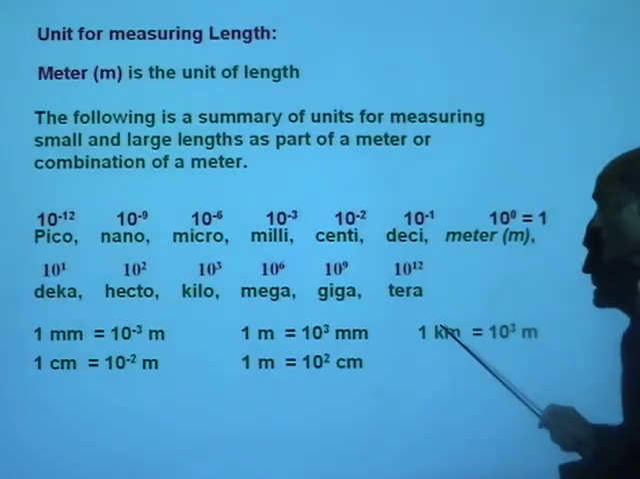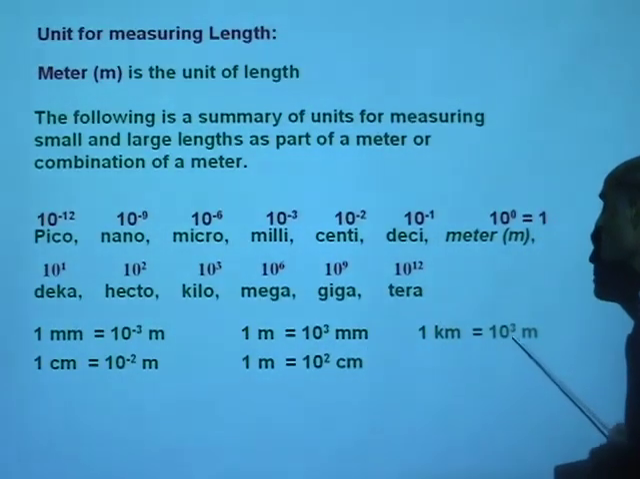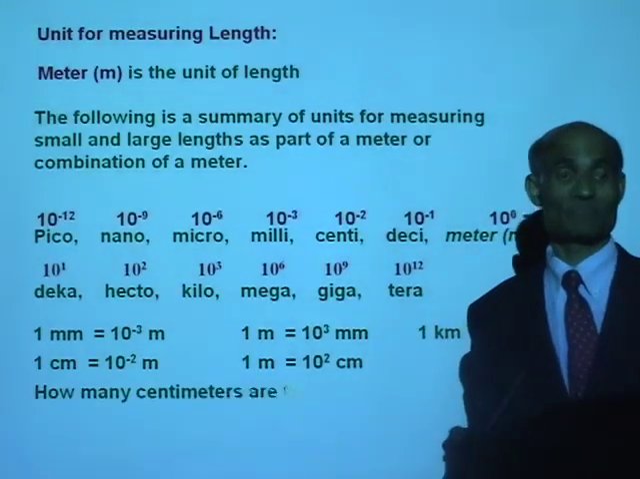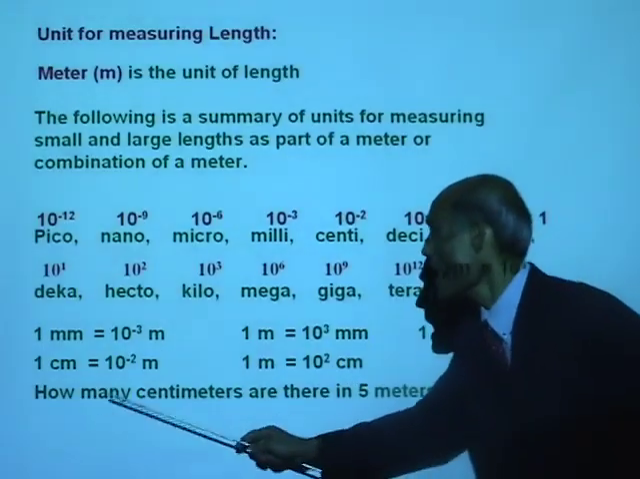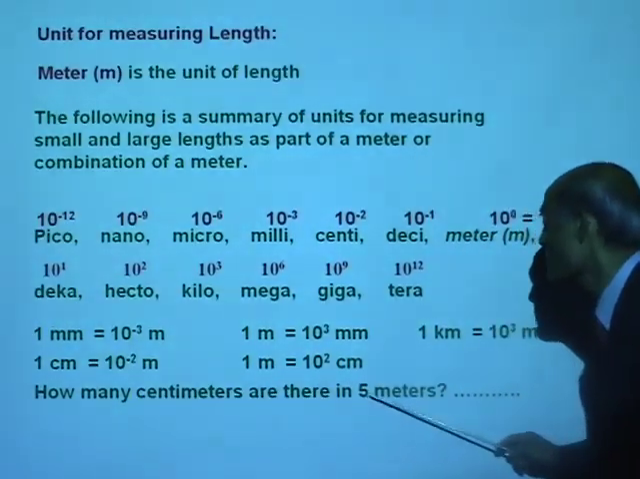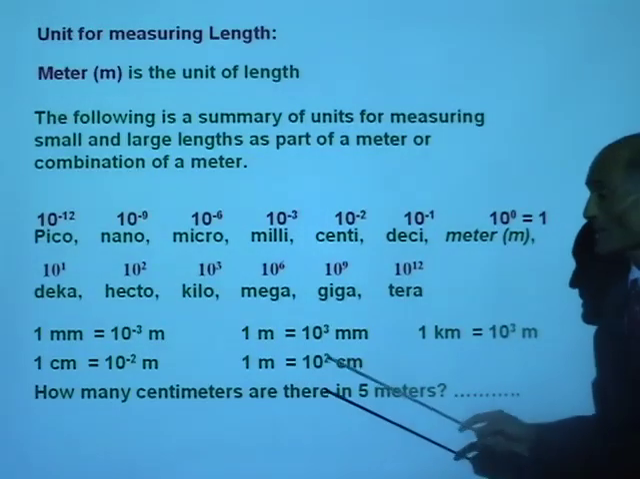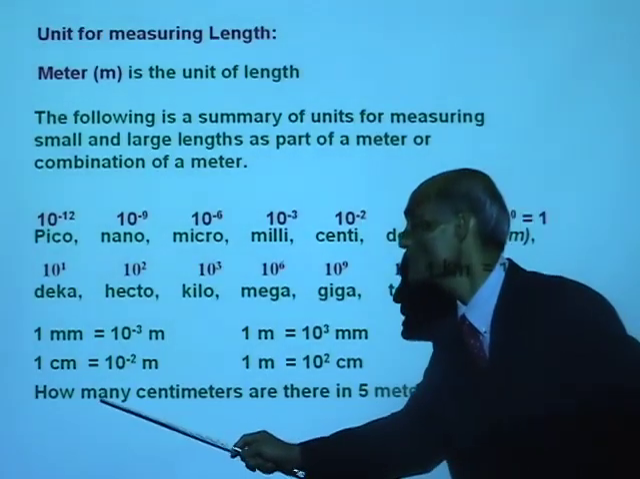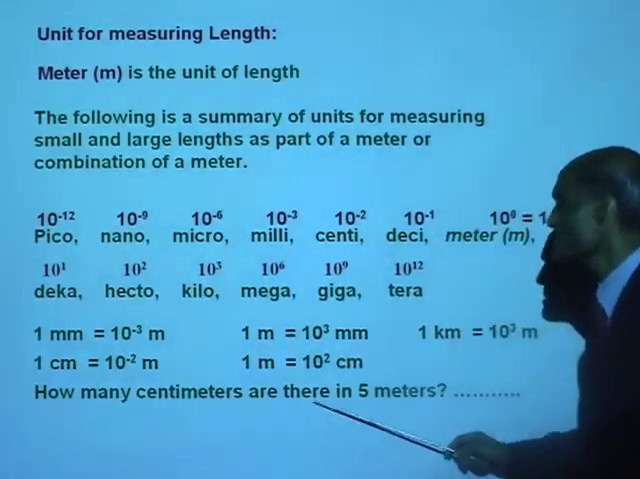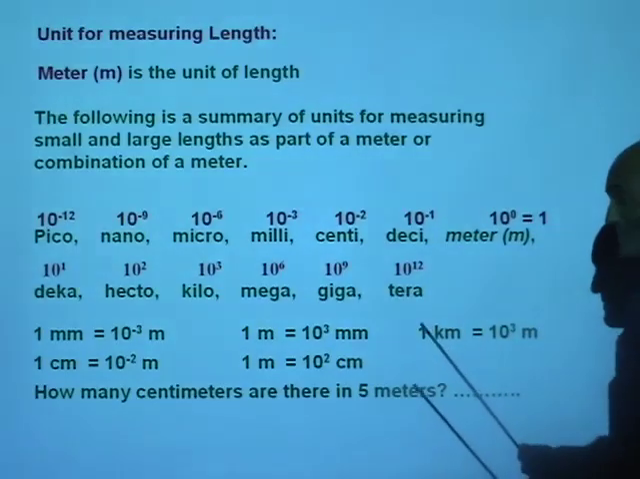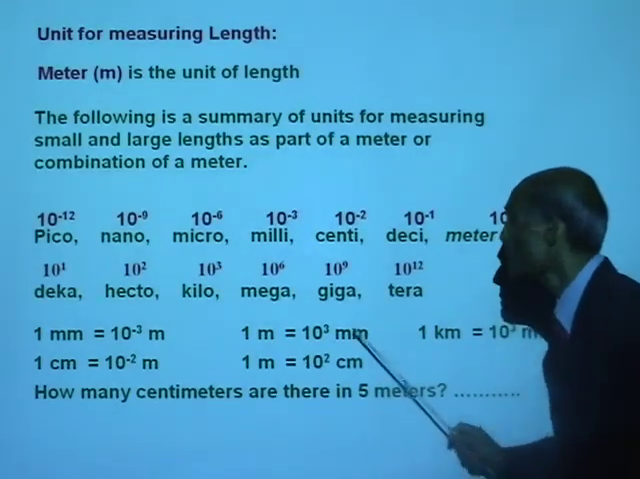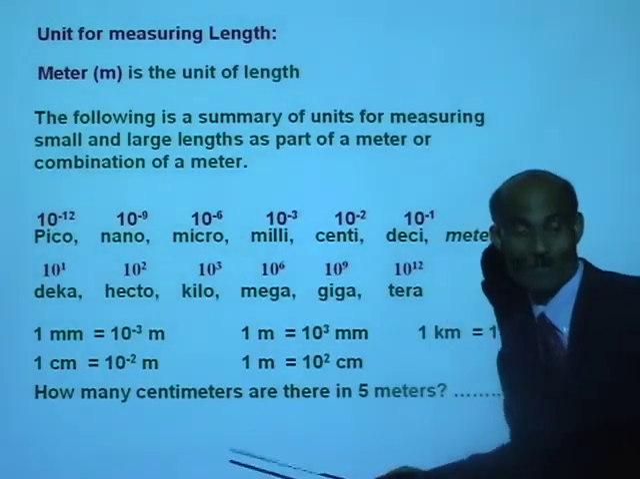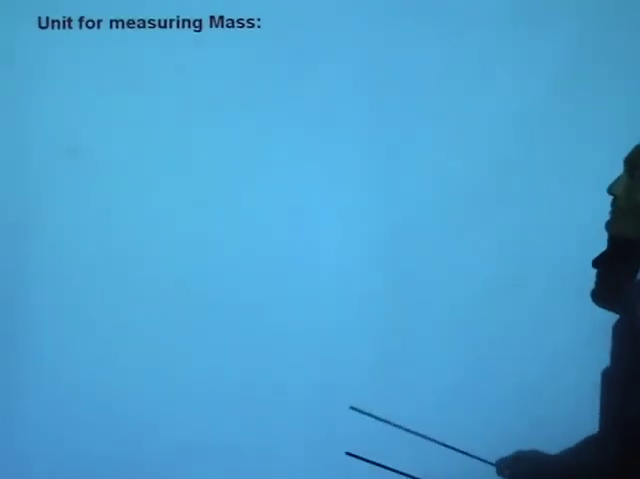Alright, look at the kilometer. 1 kilometer is 10 to the power of 3 meter. It means 1,000 meter. Now tell me now, how many centimeters are there in 5 meters? Alright, I'm going to give you a couple more simple things to add to your assignment. You're going to do this and send it to me. How many centimeters are there in 5 meters? Well, if in 1 meter there are 100 centimeters, of course, this is for little children, is that right?